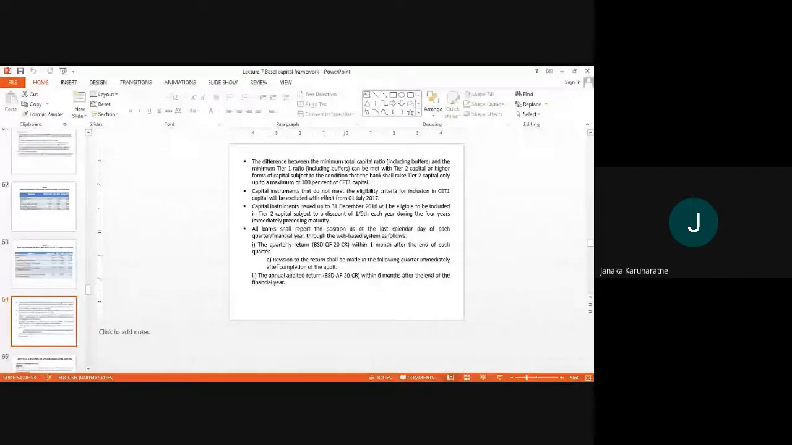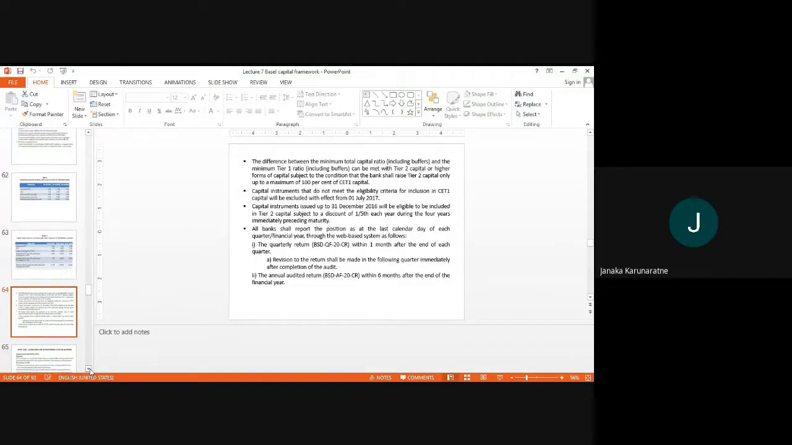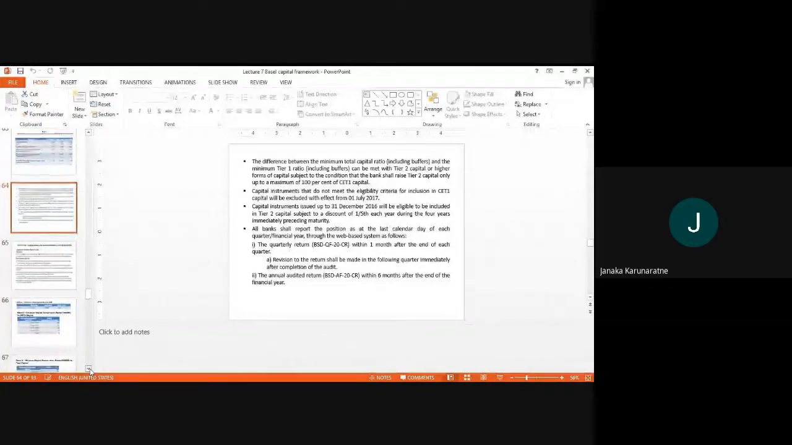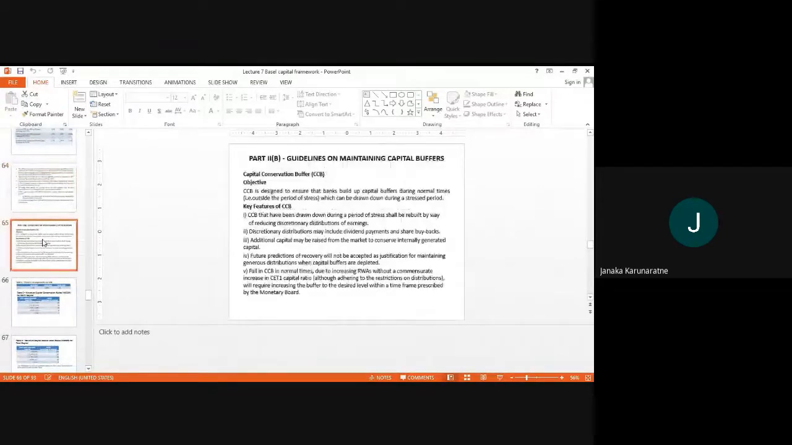All banks shall report the position of capital adequacy as at the last calendar date of each quarter of the financial year through a web-based system. Bankers who are in compliance sections know what web-based return they should submit to the central bank. I'm not going to discuss it further. With regard to maintaining capital buffers, there are some guidelines given, and also the objectives are given.